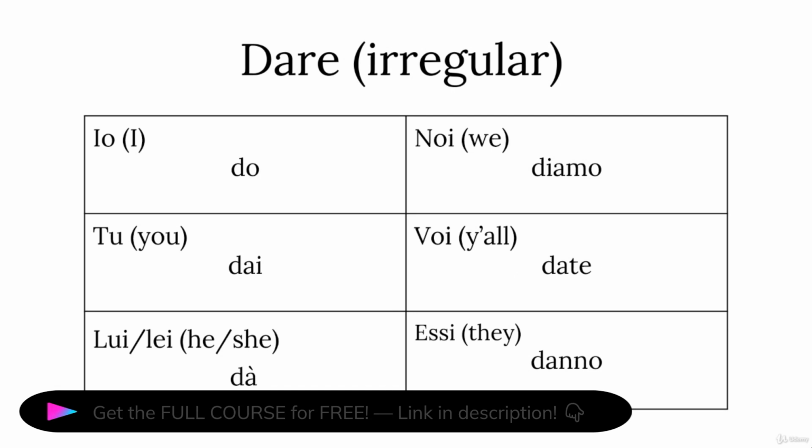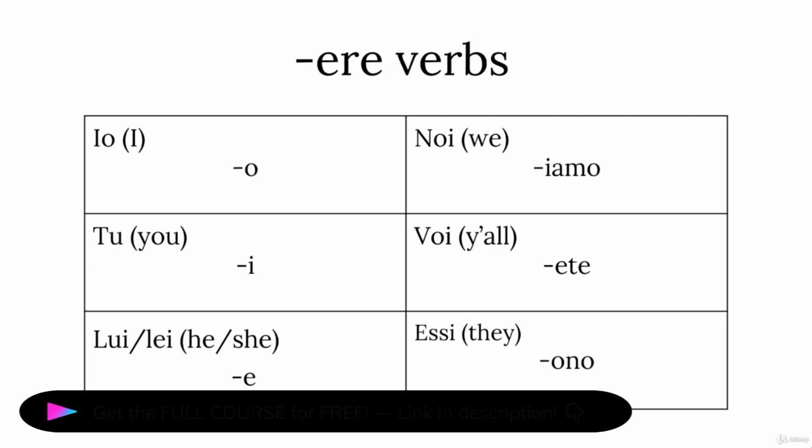Dare is irregular. Okay? Let's see its conjugation. Io do, like the note. Tu dai. Lui, lei dà. Watch out, there is an accent here. Dà. Noi diamo. Voi date. Essi danno. There is a double N here. Okay? Perfect. Very good. Then this is a recap for the verbs that end with -ere.